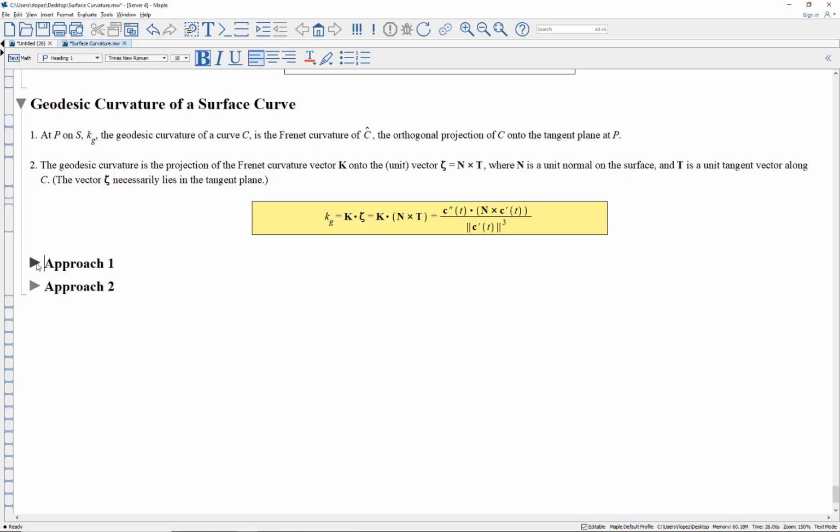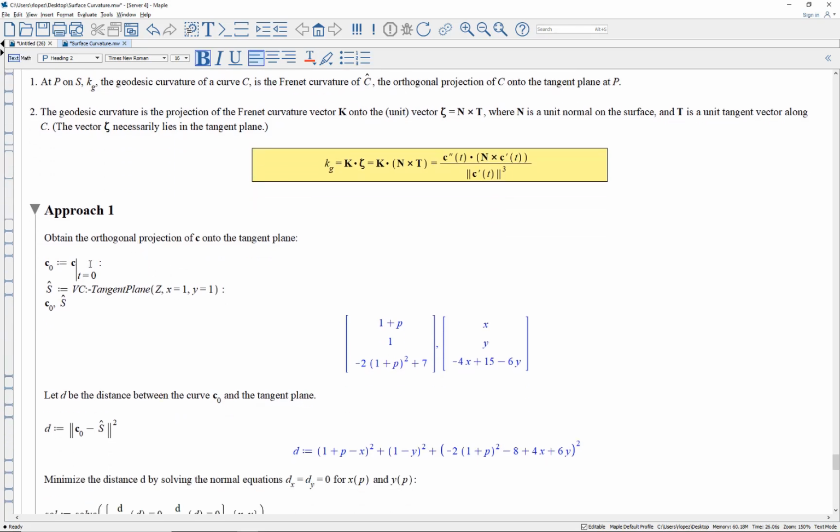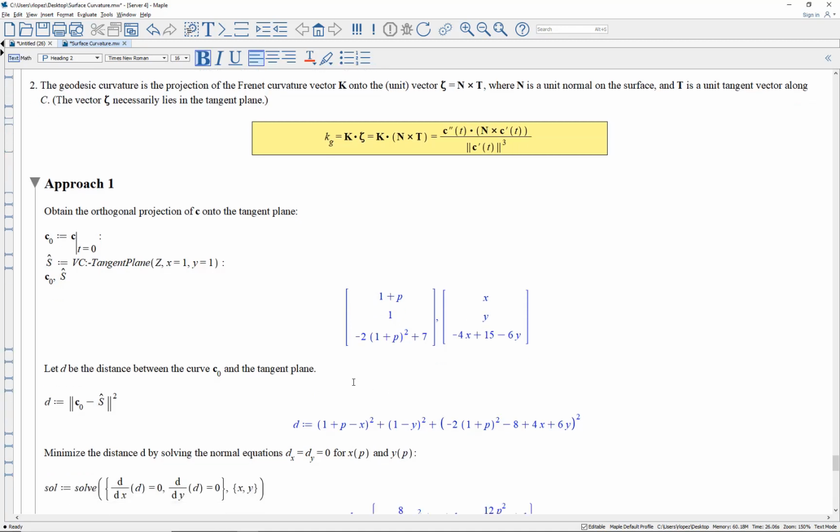Let's implement the first definition. We need a curve, so I go to the family C. This is the one that has the lines in the plane lifted straight up. And I pick one curve by giving a value of t, and that's going to be this vector. Then I need a representation of the tangent plane, so I use the tangent plane command in vector calculus. This is the tangent plane. I think we've seen that already.